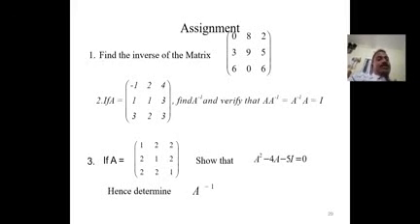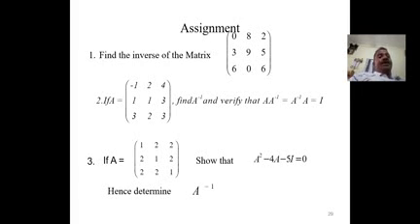Identity means [1 0 0; 0 1 0; 0 0 1]. So after multiplication by 5, you can get [5 0 0; 0 5 0; 0 0 5]. Now replace in the left hand side of this statement the A square value, minus 4A value, minus 5I value. After simplification, you can get the null matrix, where all elements are zeros.